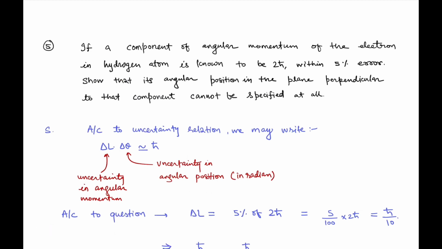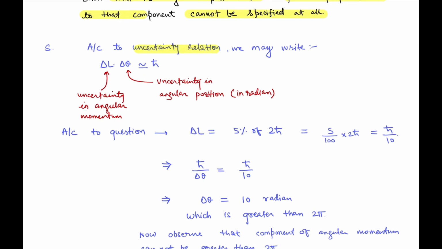What the other question says: if a component of angular momentum of the electron in a hydrogen atom is known to be 2 h bar, and it is within 5% error, so that its angular position in the plane perpendicular to that component cannot be specified at all. Let us do it. According to the uncertainty relation in the angular momentum and angular position format, we can write delta L multiplied by delta theta is approximately equal to h bar, where delta L is uncertainty in angular momentum, and delta theta is uncertainty in angular position, and it is in radian, let me tell you.